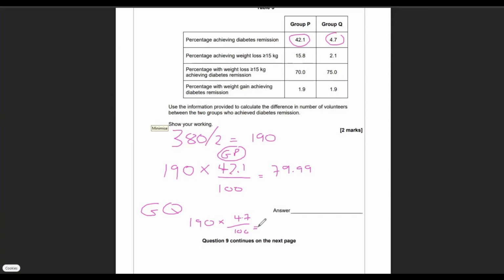So we're going to do 190 times 4.7 over 100. So that achieved remission. Their diabetes started reversing. And that is 8.93 people or 9 people. So you can do 80 minus 9, or yeah, you get the idea.